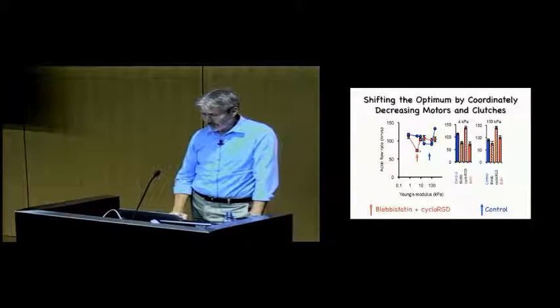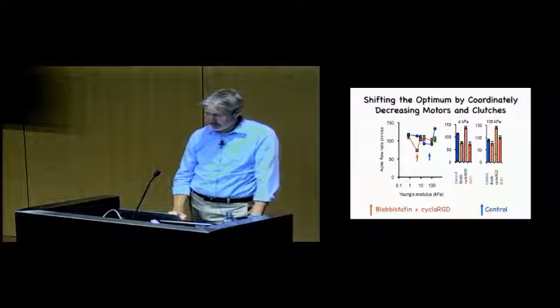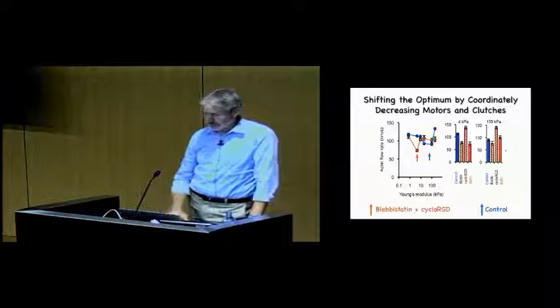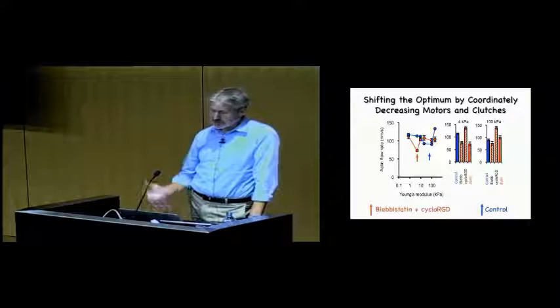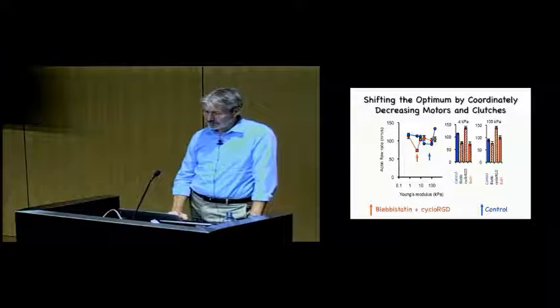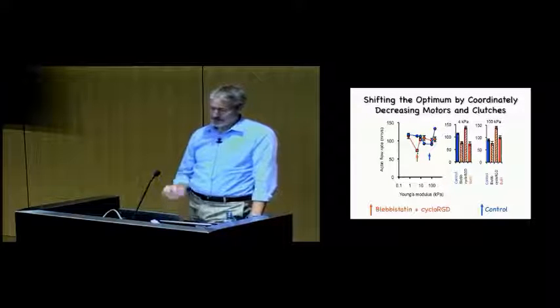So if he treats with both drugs together, you still have retrograde flow, and it's in the same scale, but now this minimum that sat out here is now shifted to a lower value. And here's the single drug controls as well, just for comparison. And they behave as you'd expect. If you come in with some blebbistatin, you can slow down retrograde flow. If you come in with cyclo-RGD, you can speed it up, and that's independent of stiffness. But what's interesting is with a double drug treatment, you can shift the optimum to the left.